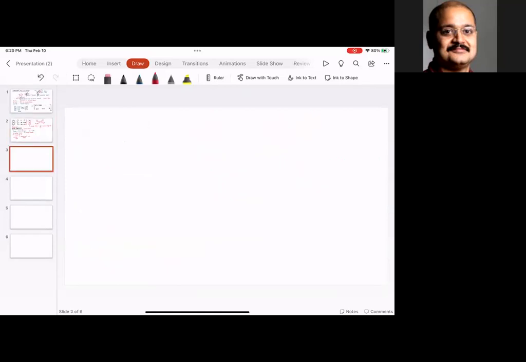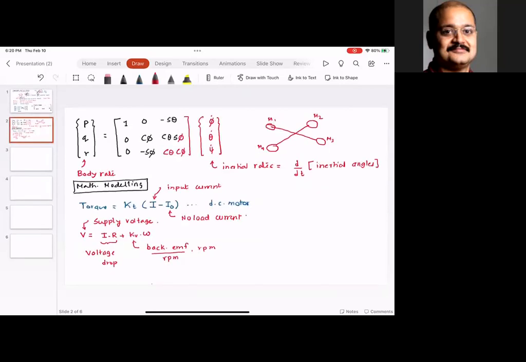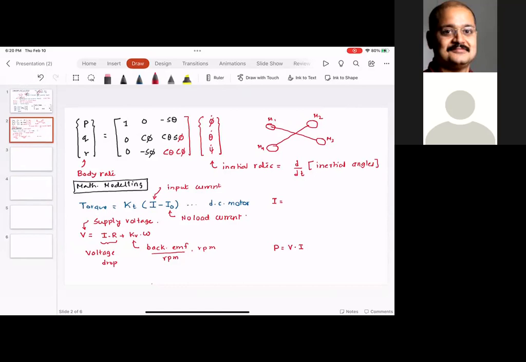Everyone understood this? These are the 2 important equations. Now the next equation is the power. DC power is voltage multiplied by the current, so V times I. Please understand, from equation number 1, I can find out the value of I as torque, which is tau divided by KT, plus I naught.